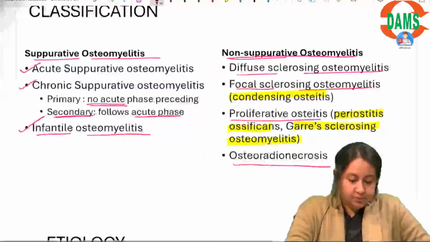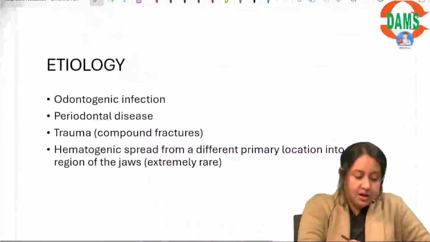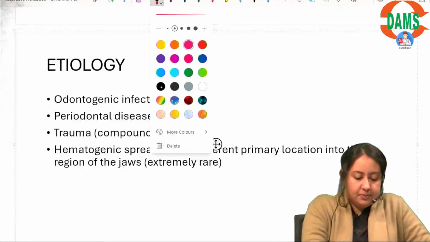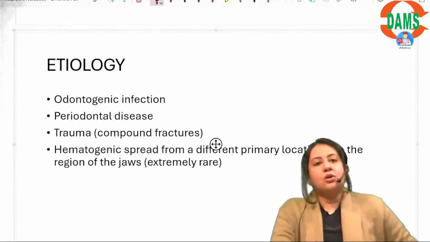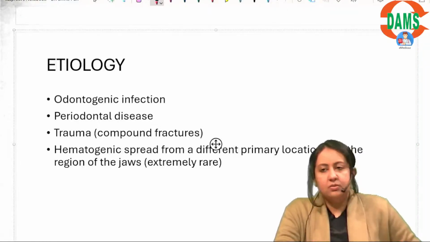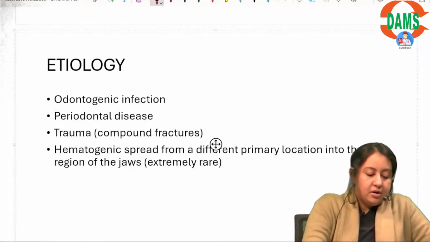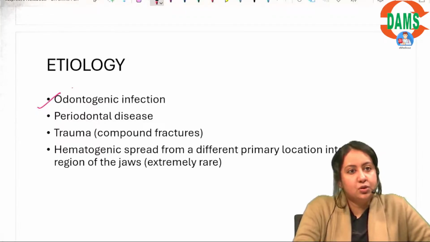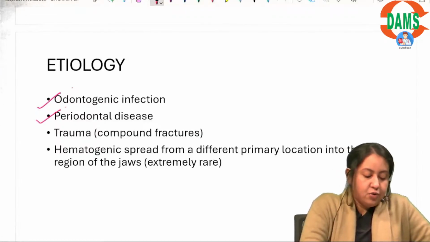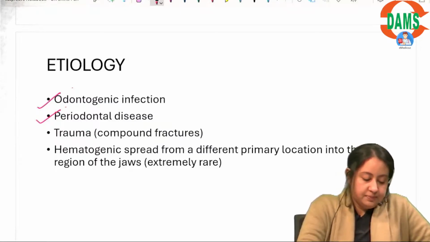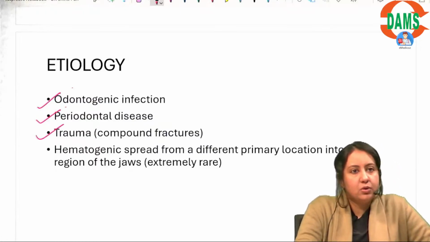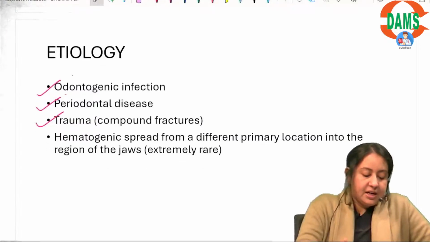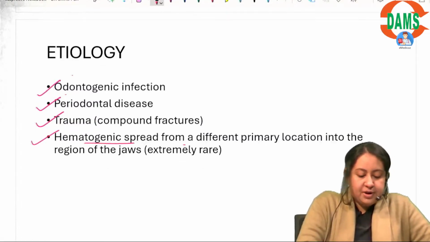Now, coming to the etiology. How does osteomyelitis develop? You people don't need to get worried; I have given some very simple points that you need to remember. It can be due to an odontogenic infection, that means an infection from the tooth. It can be due to periodontal disease or periodontitis. It can be due to trauma when there is a compound fracture. It can be hematogenic spread from a different primary location into the region of the jaw.